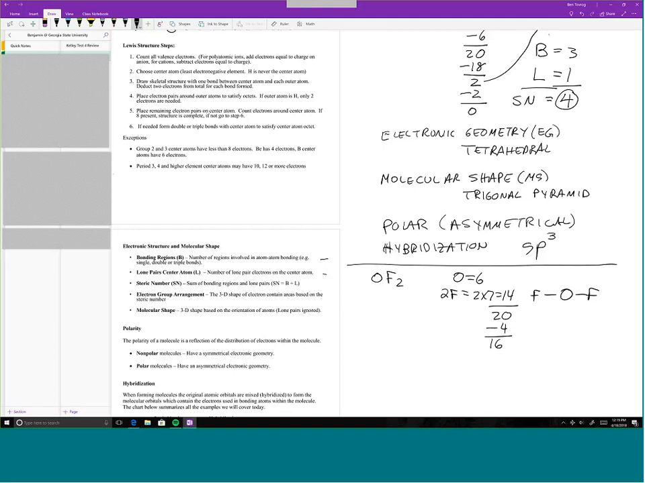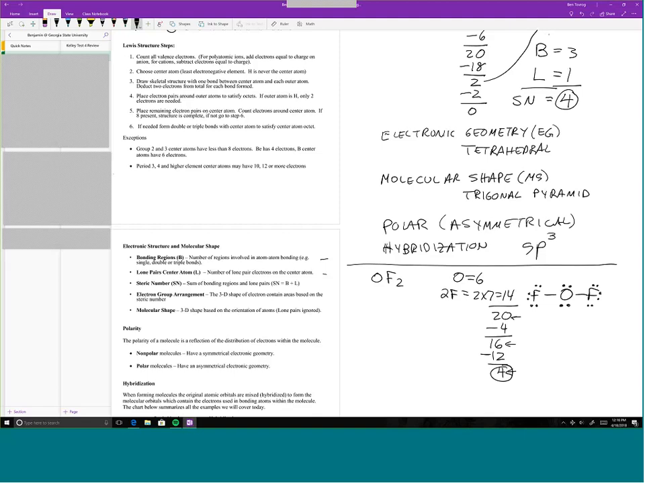Just as we did in the prior example, we're going to put 6 electrons around each of the fluorines to satisfy their octets. 6 and 6 is 12. We have 4 left over. And I want to stress, as you're doing these Lewis structures, you have to be very rigorous about keeping track of the electrons. If you don't, you might miss these remaining electrons, and they're very important. As it says here in step 5, place remaining electron pairs on the center atom. So these 4 electrons are going to go on the center atom as 2 lone pairs.